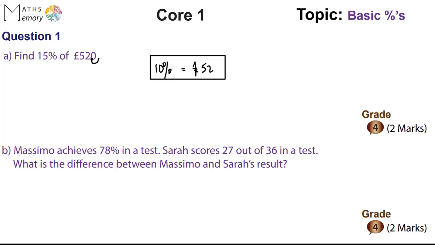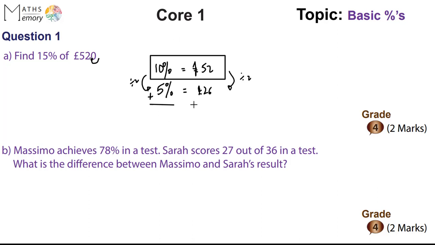Now we want to find out 5%, because 5% is the extra block we need to add onto this. They're like building blocks if you think about it. So 5% would be half of 10%. We'll divide it by 2. Then we divide this by 2 as well, £26. So let's add them both together. 10% plus 5% is 15%.